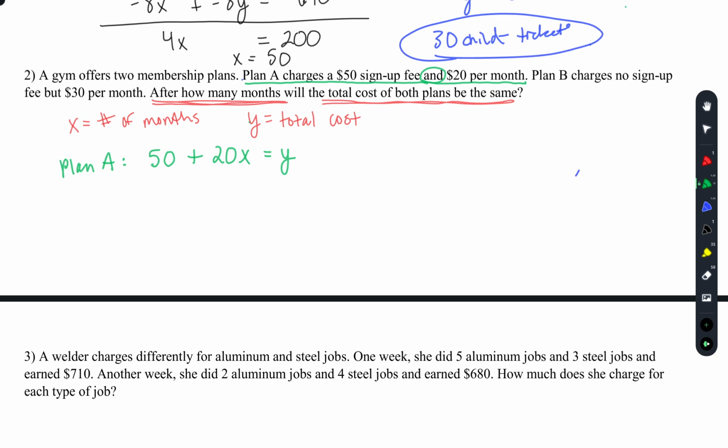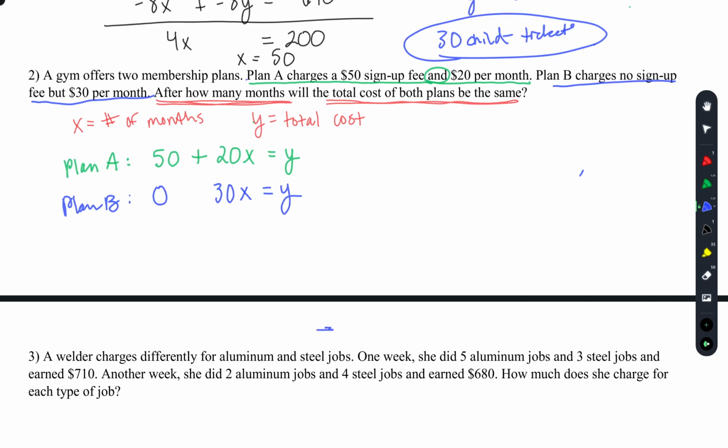It'll be different numbers on another problem, but basically plan A is this one, and now I'm going to do plan B. Plan B is no sign up fee. If you want, you can put 0, but I don't even know if I want to. And then plus $30 per month. So 30x gives you the total. Okay, and those are your 2 equations. You could write 0, but you don't need to, you know what I mean? Now you're going to solve it. Are there any questions on the setup?